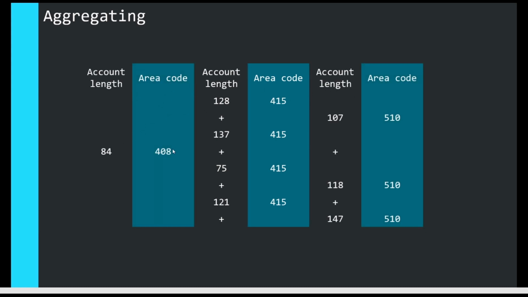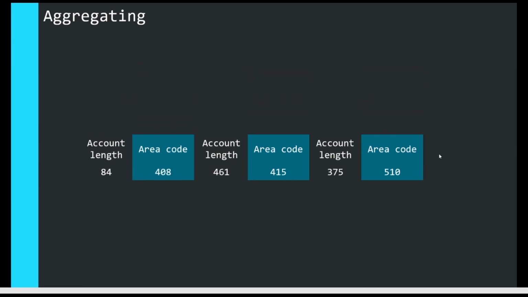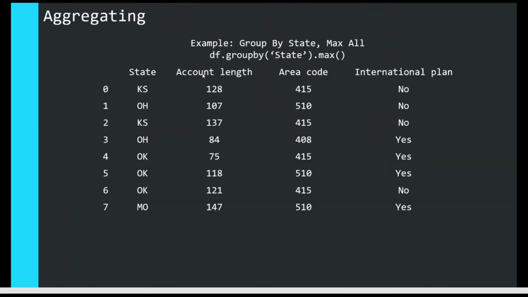We have the area code 408, it just has one data, and for 510 we are just summing up all of the other account lengths. And then after we sum them up, we have this particular data frame that we can actually look at. So we'll be taking a look at another example of aggregating.